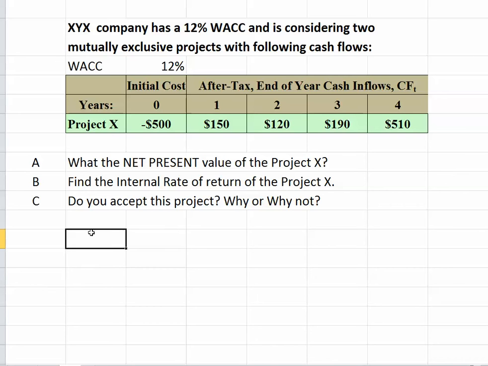Okay, net present value equals to basically present value minus initial cost. Okay, so we have initial cost here $500, but we don't have the present value of all these future cash flow. Okay, so basically we need to find out the present value of all these future cash flow. Okay, so how do you do that?